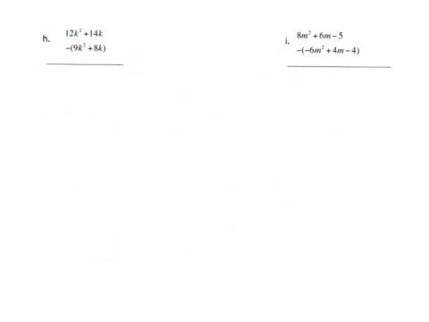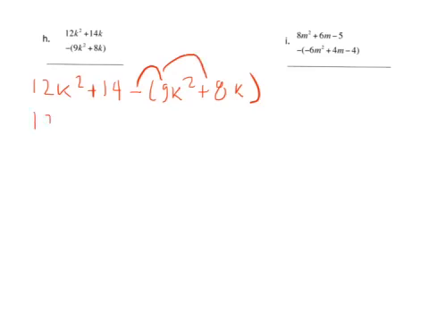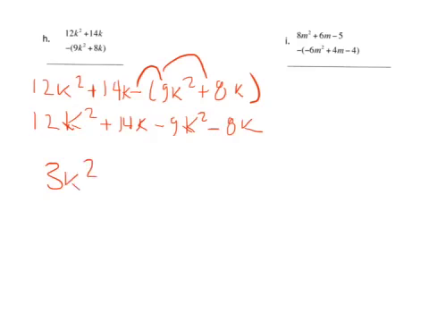Last page, same thing. Please rewrite, it's just better. So it looks like that. Distribute, and you'll get, whoops. Oh, I forgot a k on this here. Like that. Then you'd be left with 3k squared and positive 6k.